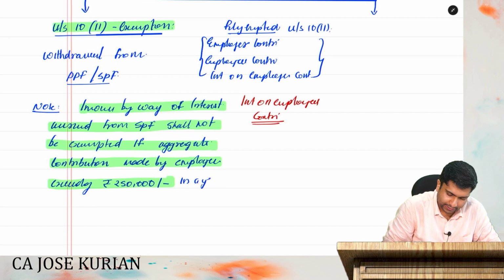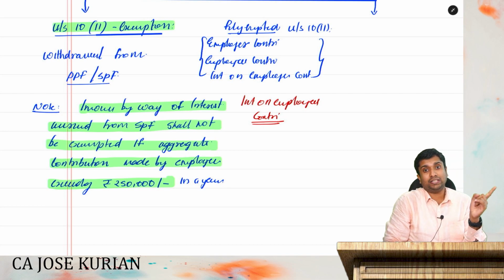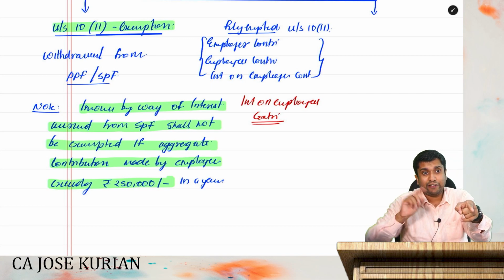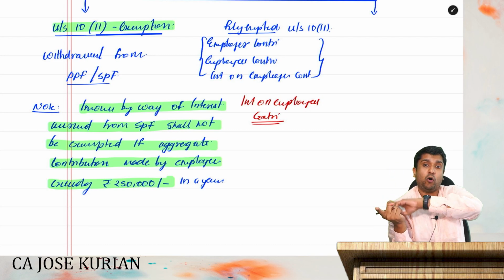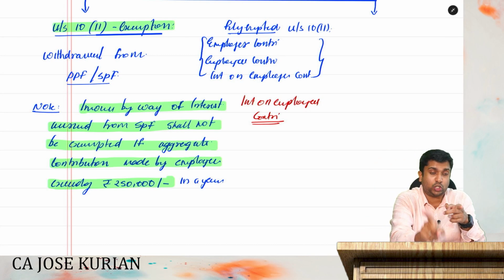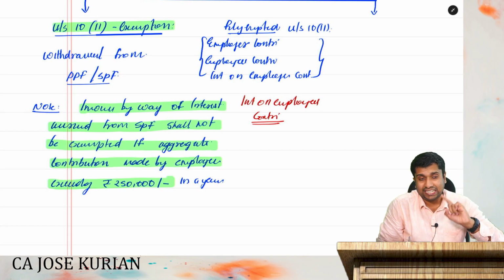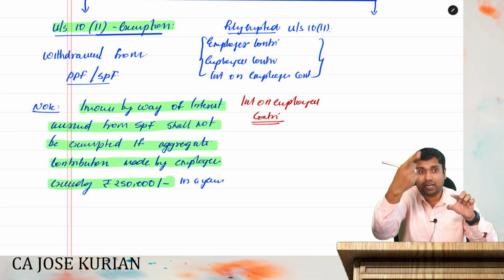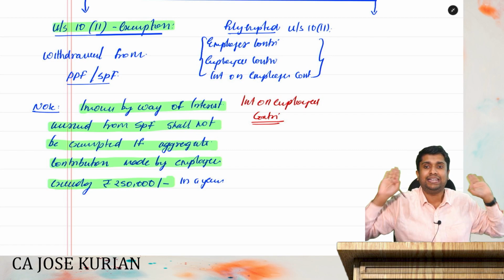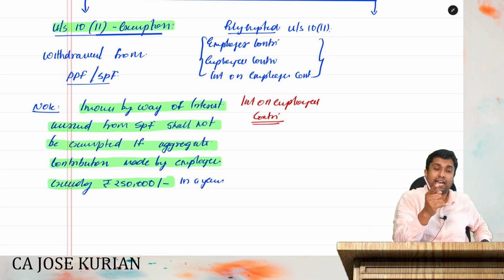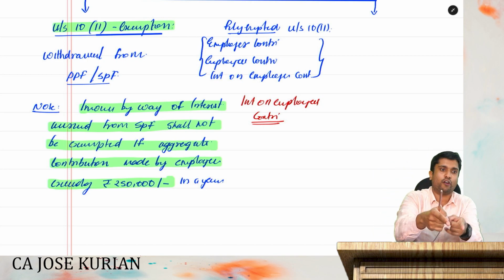In a year. What do you mean by that? Say during the period of your employment, if in any year you have contributed an amount of more than 2,50,000 to SPF, then interest on that excess contribution over and above 2,50,000 alone will be taxable, and that too taxability is at the time of withdrawal.